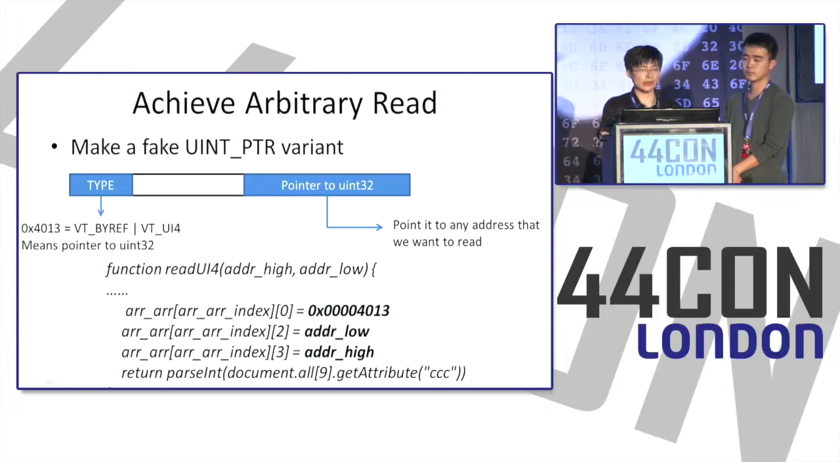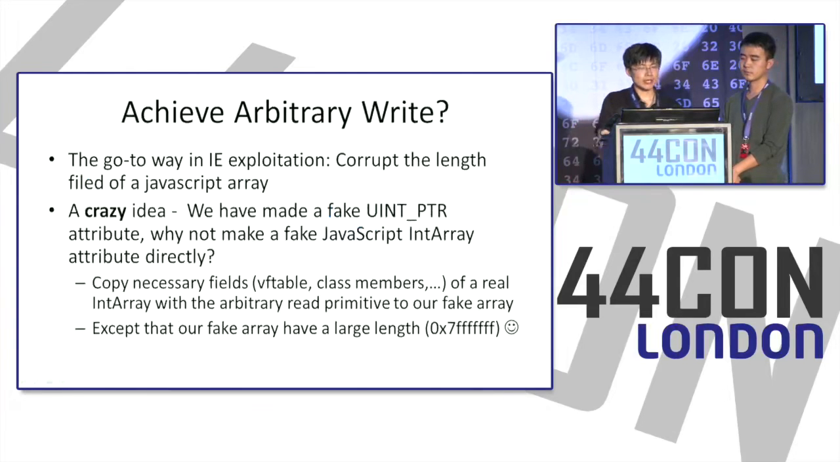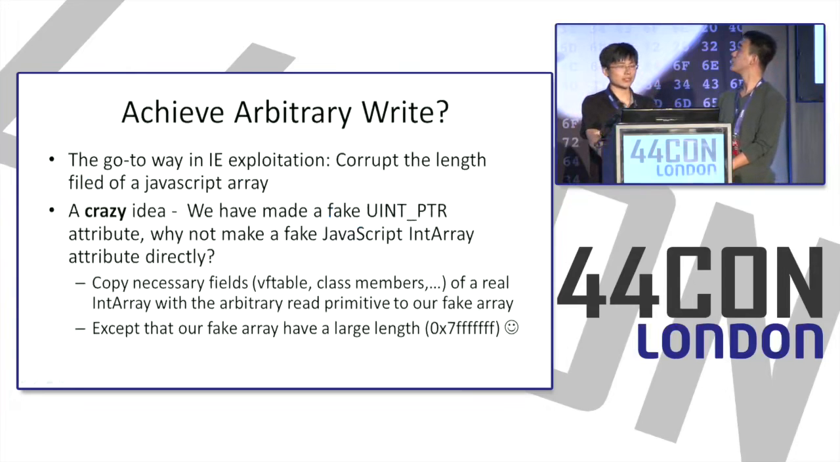This is arbitrary memory read. And after this, we want to achieve arbitrary memory write. In IE exploits, usually we can corrupt the length field of a JavaScript array to achieve arbitrary memory write. But our bug is a bit different.